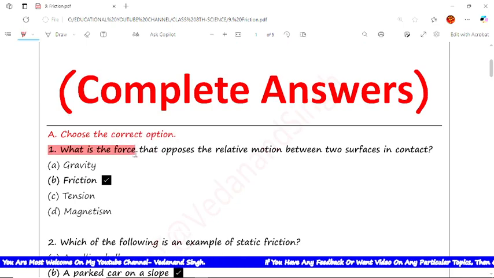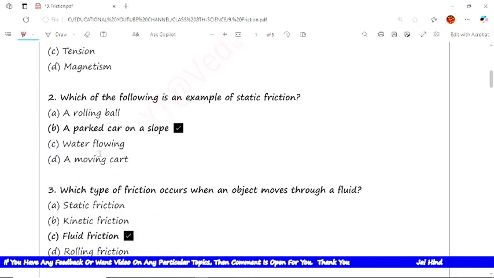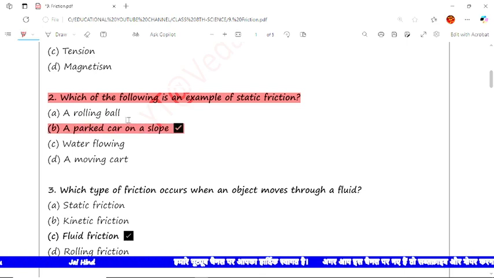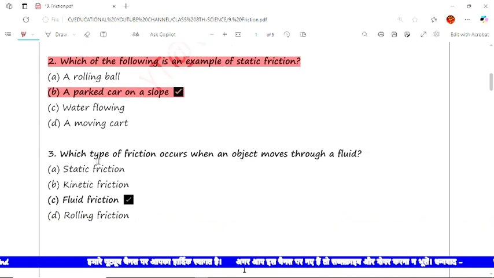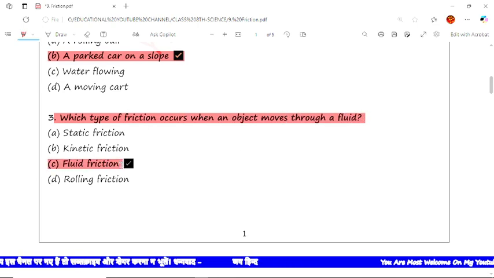What is the force that opposes the relative motion between two surfaces in contact? That is friction, so B is the correct option. Next question: which of the following is an example of static friction? Among the given four options, a car parked on a slope is the example of static friction. Now the next question is, which type of friction occurs when an object moves through a fluid? That is fluid friction. So C is the correct option.